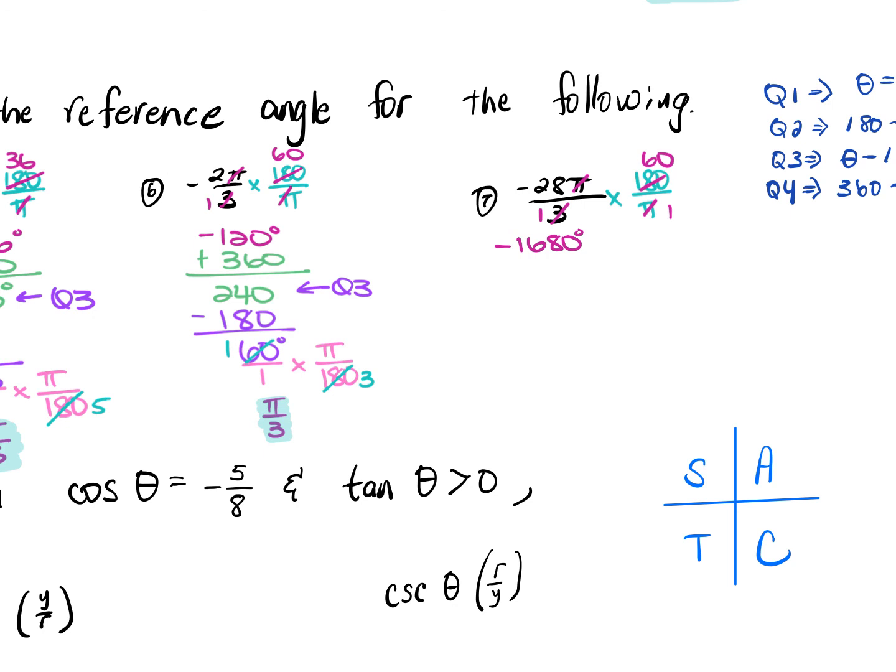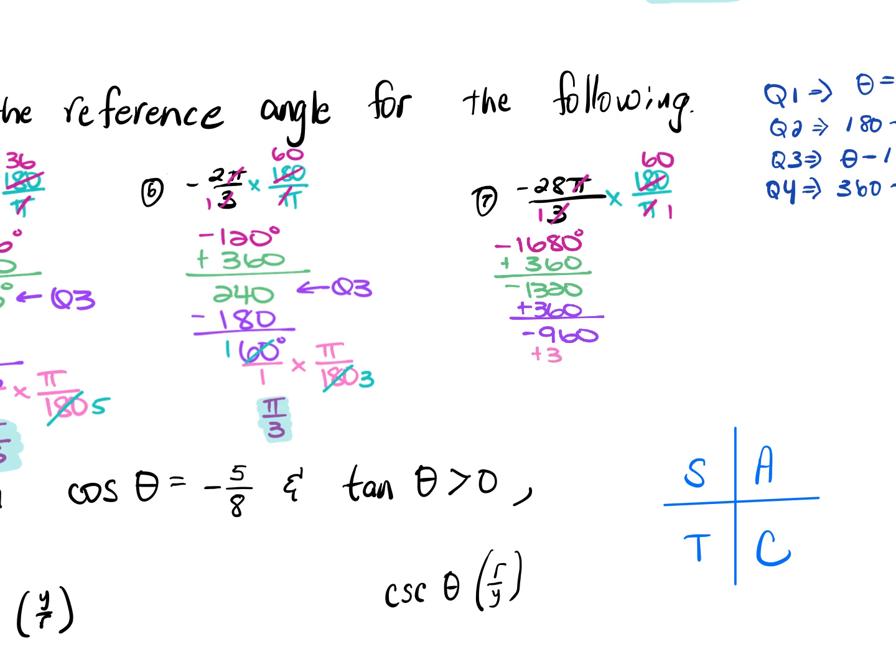You want to turn this into a positive angle first. So add 360 to that number enough times to turn it into a positive. So add 360 to this. You are left with negative 1320. Add 360 to that. You are left with negative 960.